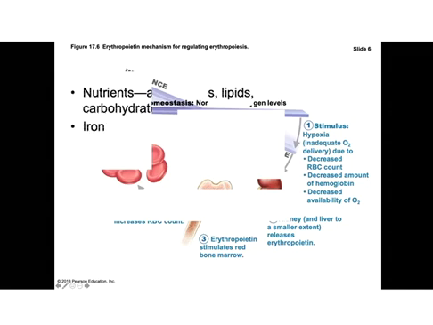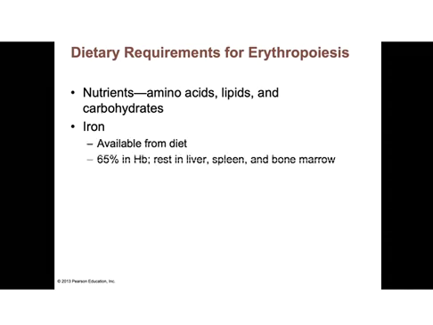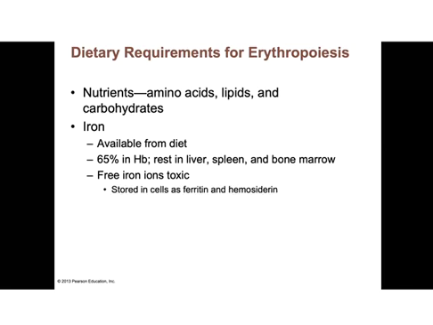What do we need to make blood? Well, we need amino acids, lipids, and carbs. We need iron. We get all this from our diet. 65% of our iron is in our hemoglobin. The rest is in our liver, spleen, and bone marrow. Oddly enough, those are all blood-rich organs as well. Free iron ions are toxic, and so they have to be stored inside proteins such as ferritin and hemosiderin, or in the case of blood cells, hemoglobin.